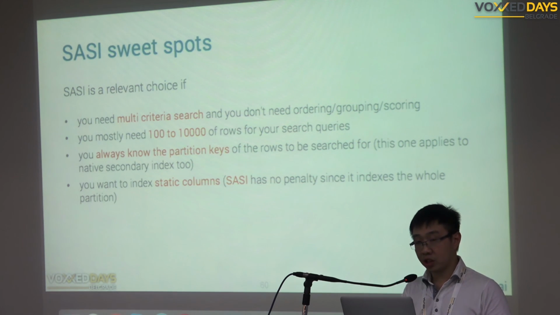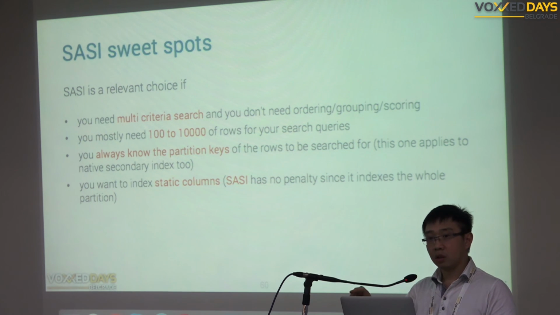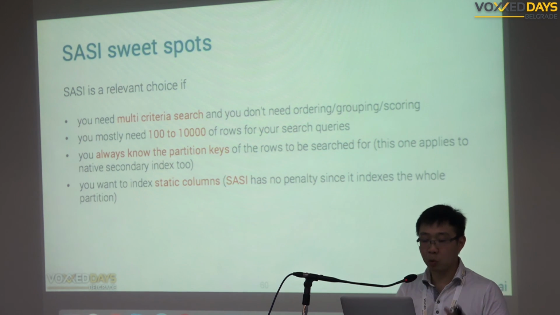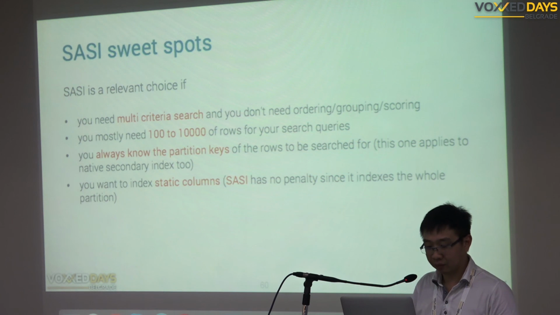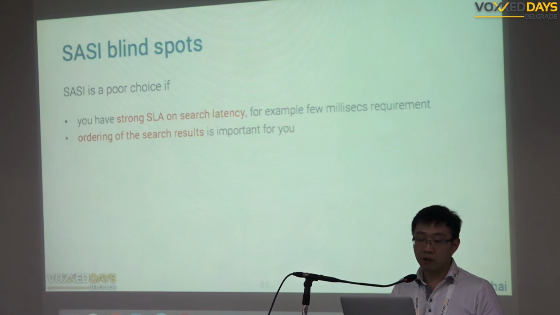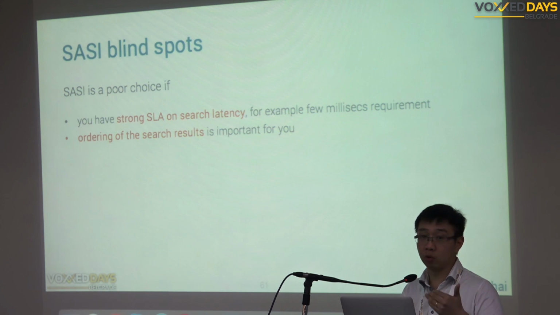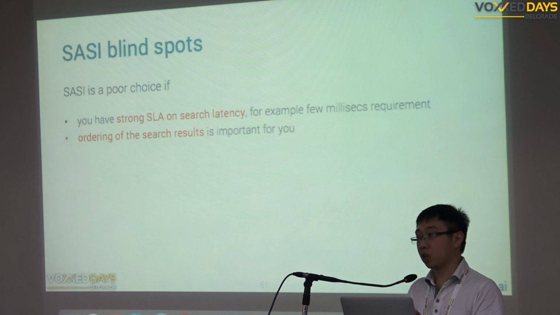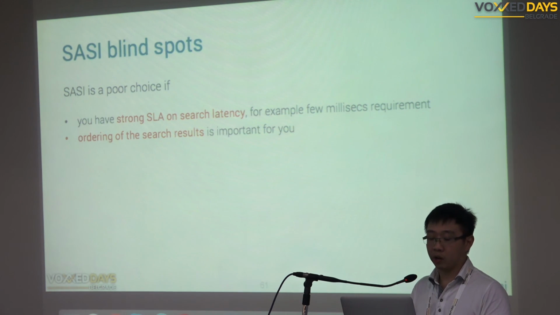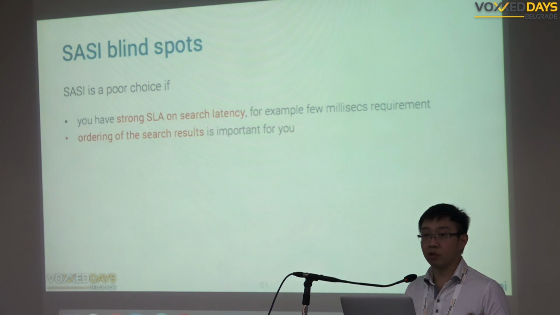You always know the partition key. If you provide the partition key, instead of scanning the whole cluster, Cassandra will just scan one single machine. SASI is a poor choice if you have a strong SLA on search latency, of course, because we cannot guarantee how long it will take, because we need to read the index data and then the original data. And if you need ordering on the search result, SASI is not for you.